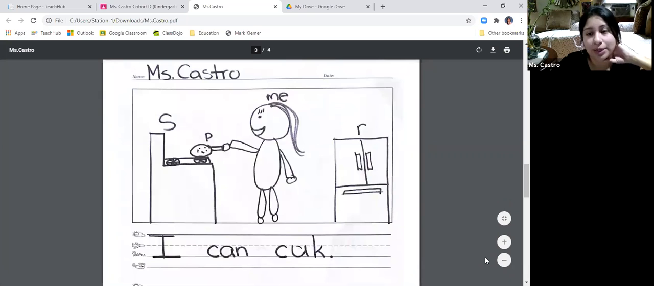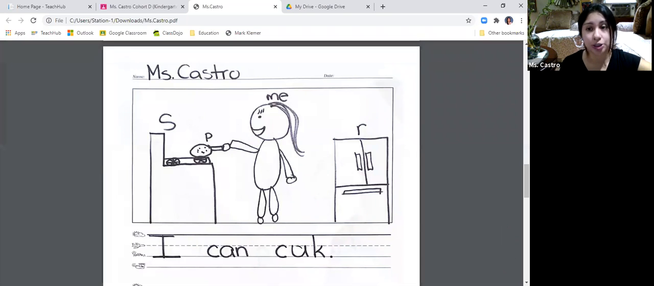Okay. Now, the next 2 pages is a sample for the families to also understand what kindergarten writing is like. Okay. So Miss Castro is illustrating that she's in the kitchen. I labeled my stove. I labeled the object that I'm holding, which is the pot. I have food in there. Behind me is my refrigerator, which starts with the letter R. And I have myself, of course, there, which I labeled with the sight word me. Now, as you can see, my sentence needs to match my illustration. My sentence says, I can cook.